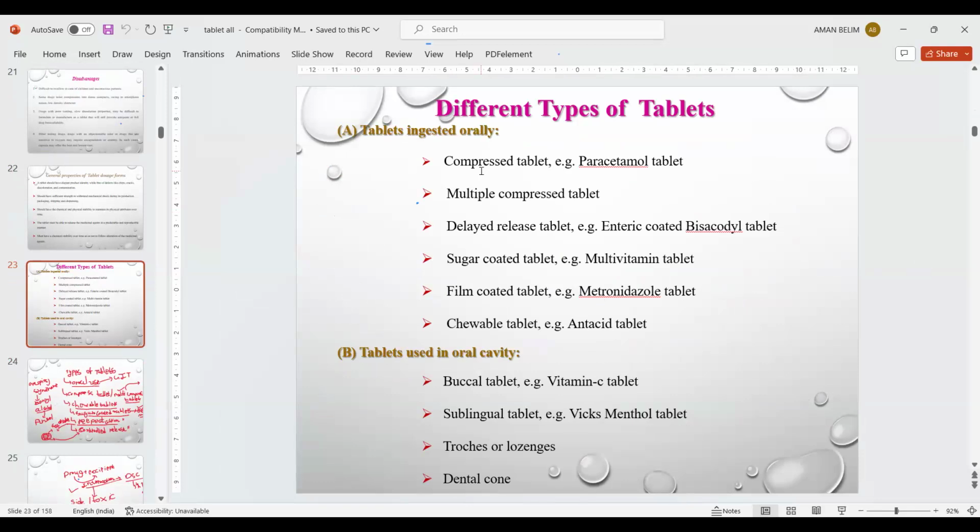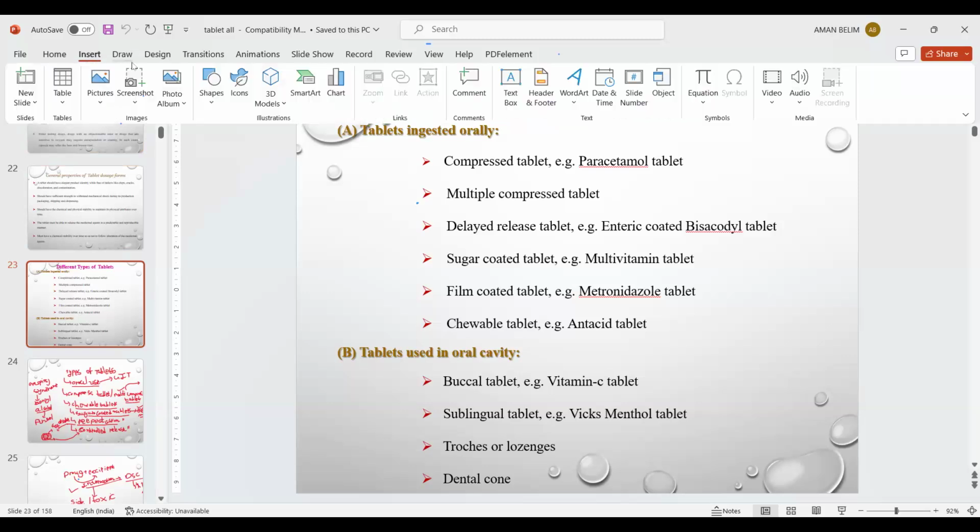Solid unit dosage form. Okay, yes. What are the different three methods for the manufacturing of tablets? Direct compression, yes. Then wet and dry granulation. Very good, yes.